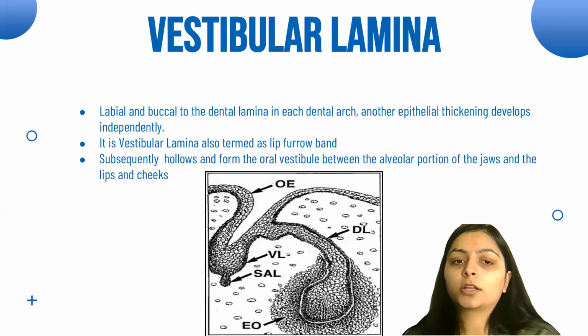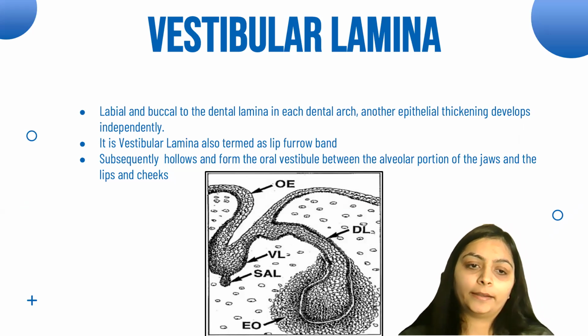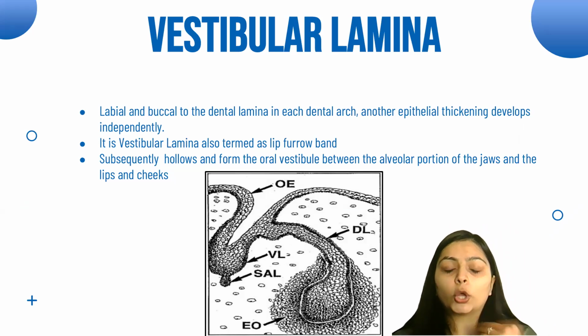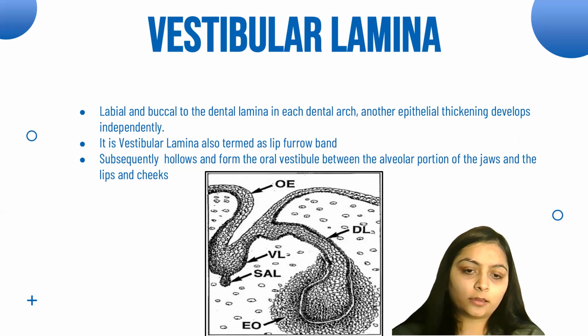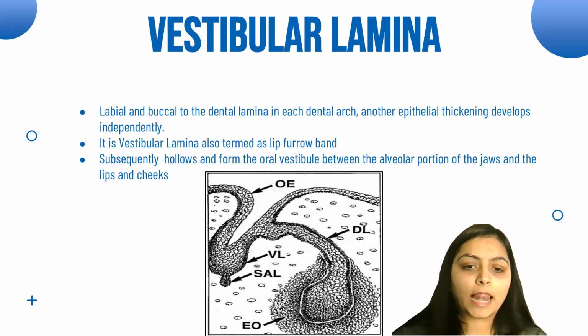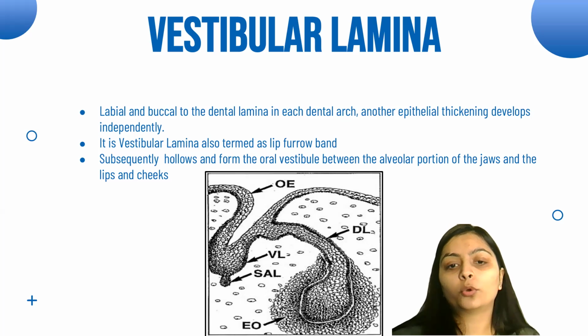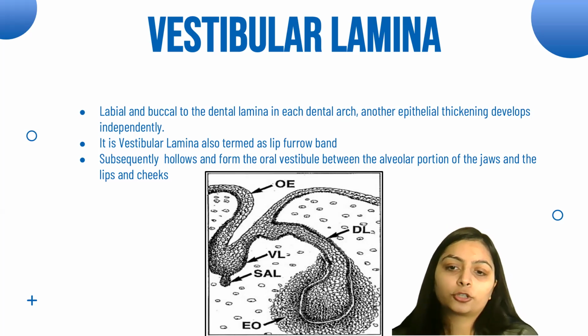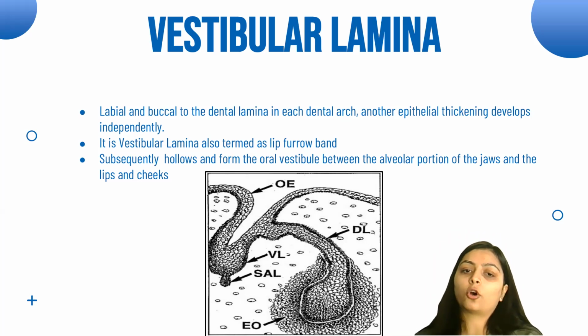Vestibular lamina: labial and buccal to the dental lamina in each dental arch, another epithelial thickening develops independently. It is known as the vestibular lamina and is also termed the lip furrow band. We can clearly see here the lining of the vestibular lamina marked as VL in this picture. Subsequently, it becomes hollow and forms the oral vestibule between the alveolar process of the jaw and the lips and cheek. What will it form? The oral vestibule, between the alveolar portion of the jaw, lips, and cheek.